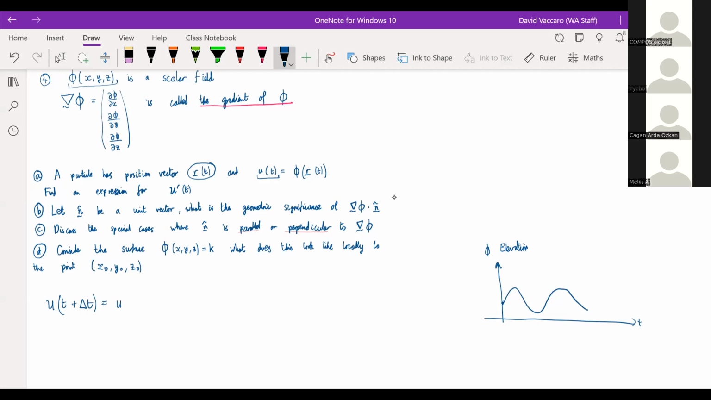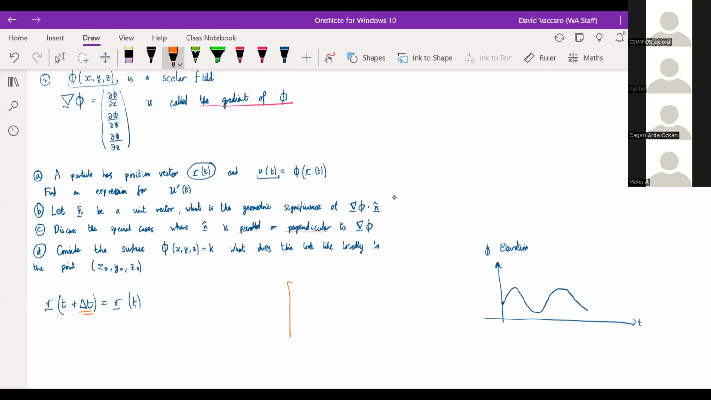Sorry, this is my position. Let's consider my position. At time t, I was at position r(t). Physicists amongst you, where will I be roughly delta t seconds later?